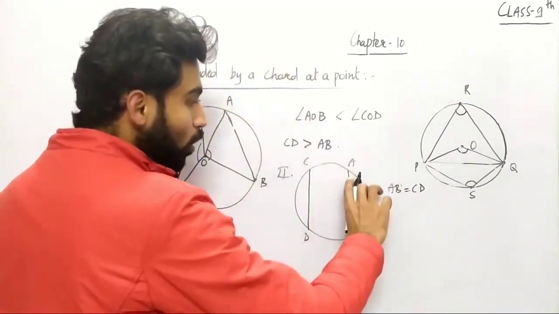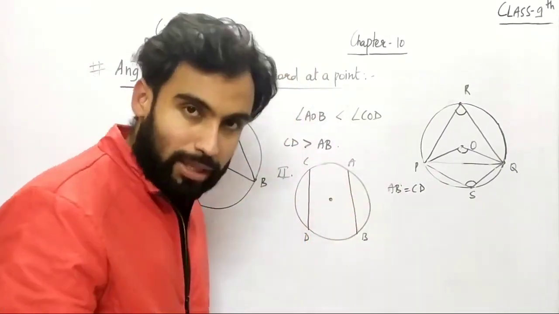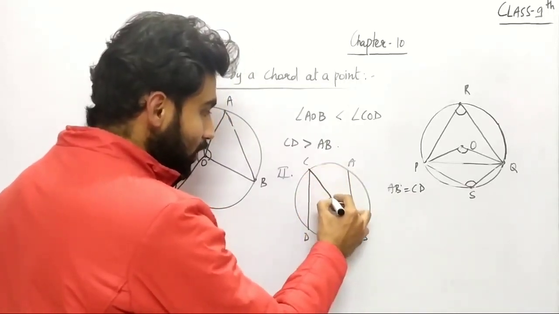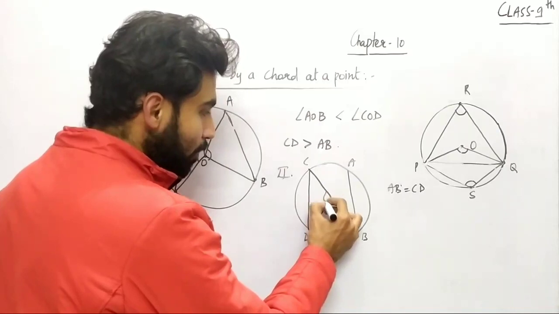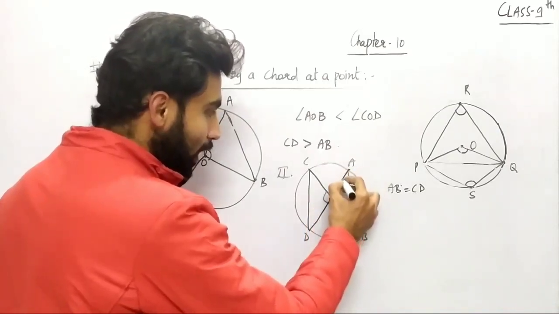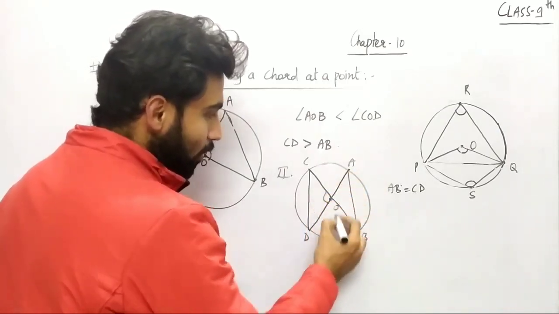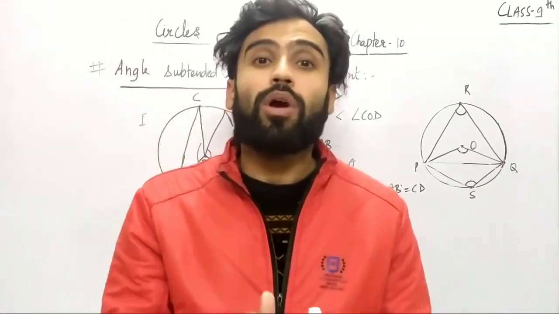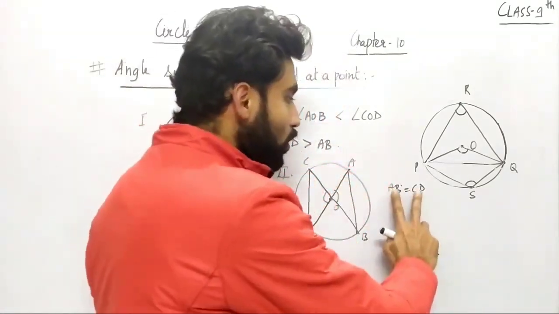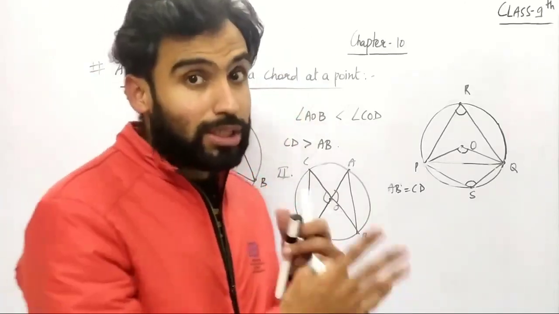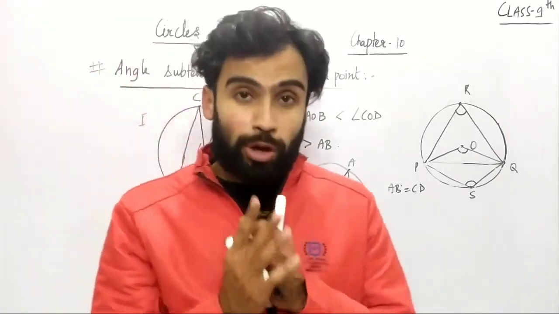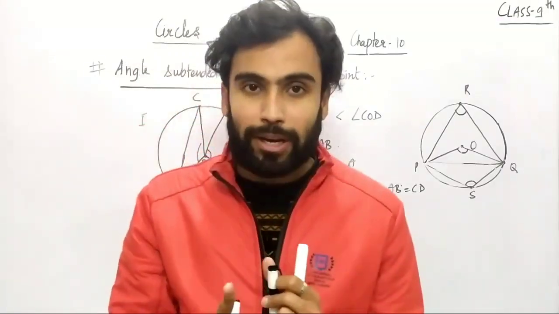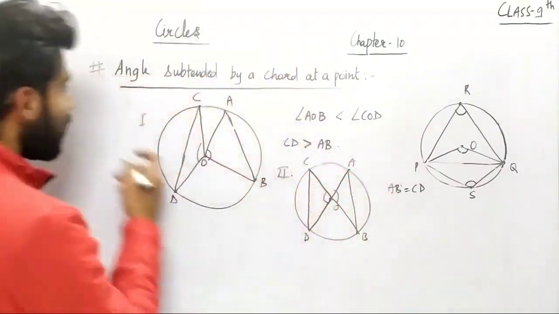Now both the chords will subtend some angle at the center. Let me first draw them. So this CD will subtend angle COD and this AB will subtend angle AOB, right? Now both the angles will have equal measure because both the chords were of the same length. Now this is going to be a theorem, which I am going to explain to you right now. So this is actually a theorem here.